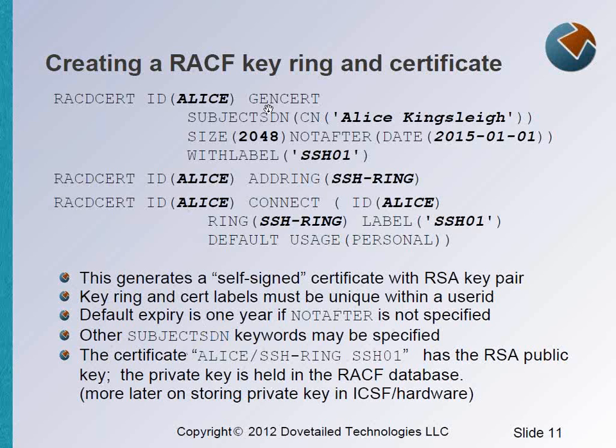I'll mention that now that we have the certificate, you can reference it by this string. This is the format of the string that OpenSSH uses: user ID, slash, then the key ring name, and a space, and then the label name. It's got to have the space in there. That's the format for referring to it. You'll see also that if you're referring to a key ring from within a job that is using the user ID Alice, you don't need to specify Alice. It defaults to the current user ID, in other words.